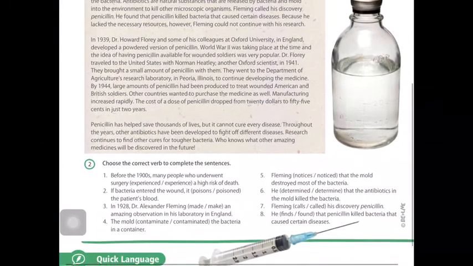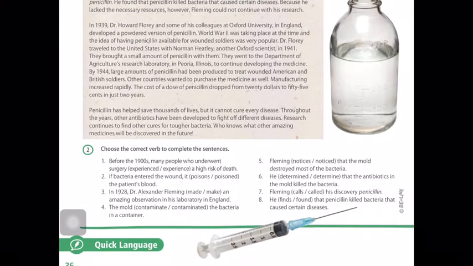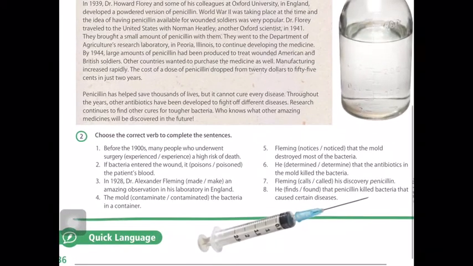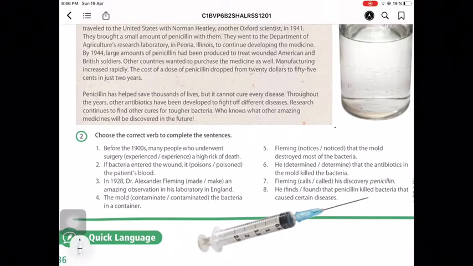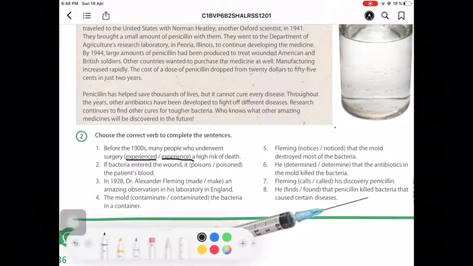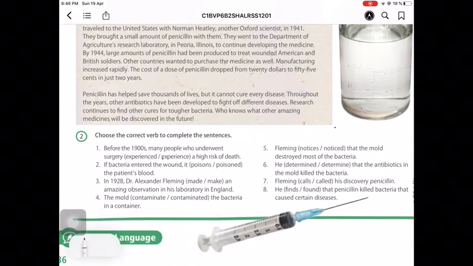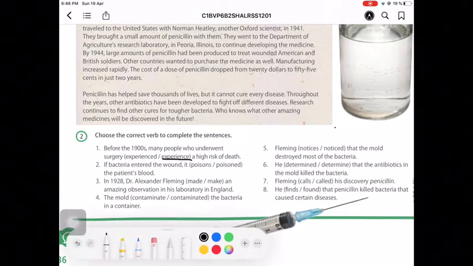You have to read this passage, okay? And then you have to write the correct answer on the left or on the right of the slash. What is the correct one? If you think that the correct one is on the left, you write on the left. If you think that the correct one is on the right, you write on the right. Experienced or experience? Made or make?